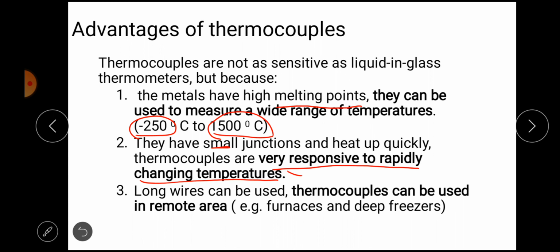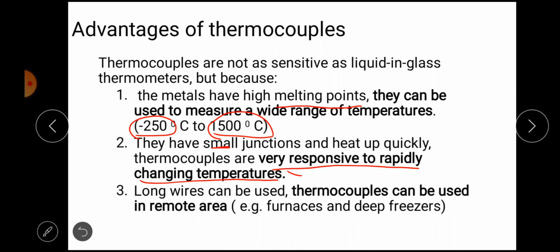While when we are using a liquid in glass thermometer, the rapid change cannot be easily detected, because the expansion or the contraction of the liquid takes time while it is still moving up the capillary tube, or moving down the capillary tube.